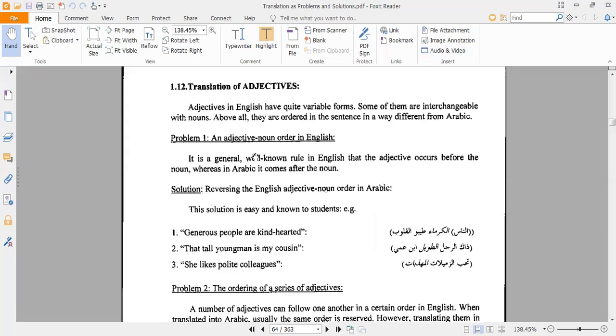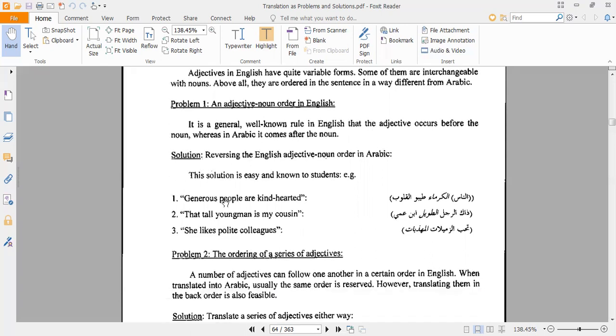So whenever we translate an adjective from English into Arabic, we should reverse the order in Arabic. يعني generous people بتصير منترجمها ناس كرماء أو الناس الكرماء. فأنا هنا عملت ريفيرس، يعني قدمت الاسم على الصفة. أما باللغة الإنجليزية بتكون الصفة قبل الاسم.